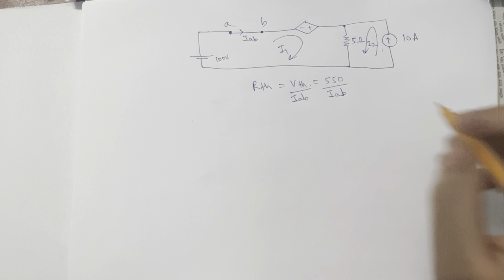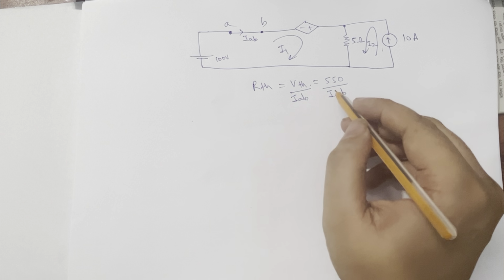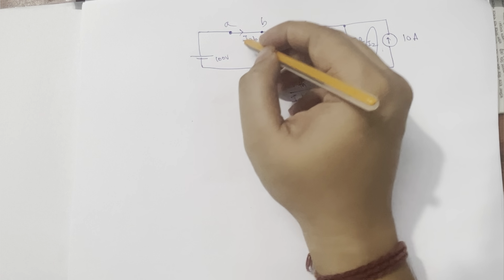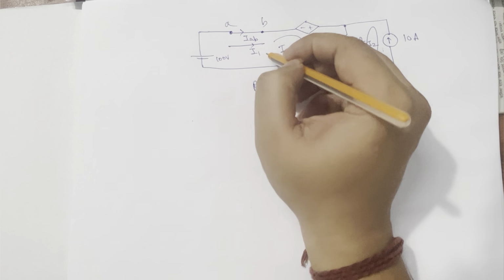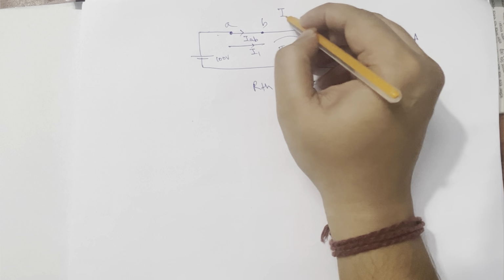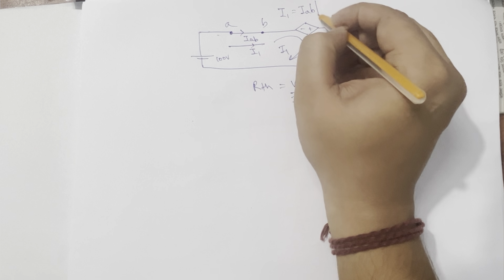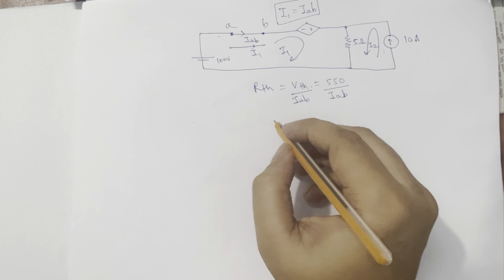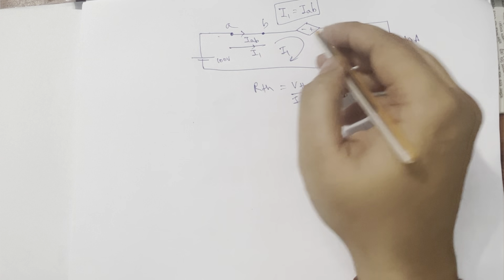So now to find RTH, we have to know IAB, and here I1 is flowing. I assumed in the same branch IAB is also flowing, so I1 is nothing but IAB. So I have to find I1. IAB is only flowing in this mesh, okay? So let us write down the KVL equation.